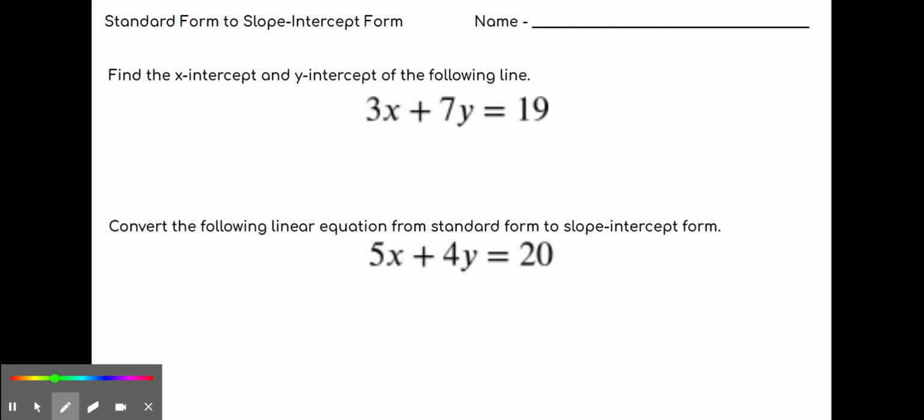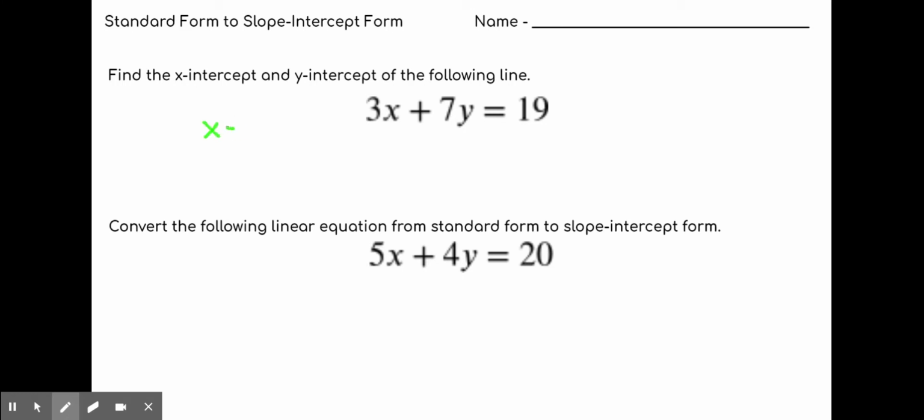In our previous lesson, we learned how to graph a line in standard form using the x and y intercept. Standard form is very useful for finding those 2 points so that we can graph the line. So let's say we have this linear equation. This is in standard form, and we wanted to find the 2 intercepts so that we could graph the line.